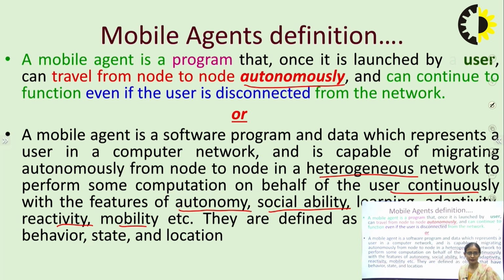They are defined as objects that have behavior, state and location. That is, we can say that a mobile agent is an object that can have a behavior of its own, a state of its own, and as well as it is aware of the location.